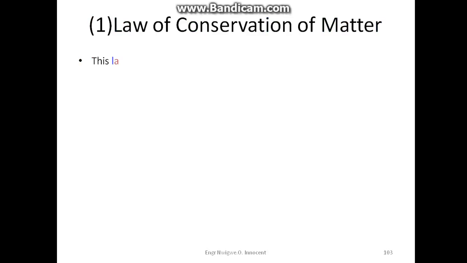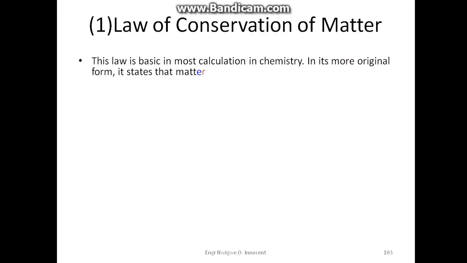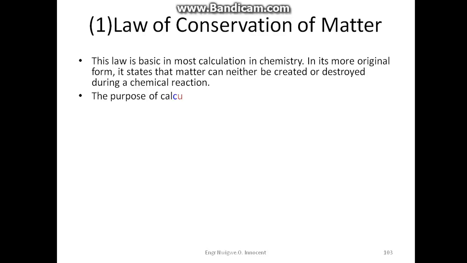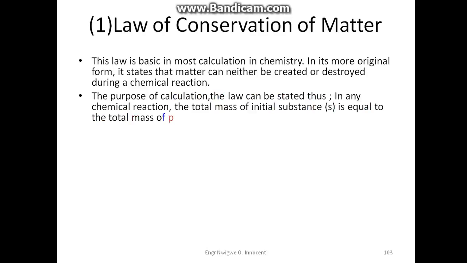Chapter 4. The laws of chemical combination. Law of conservation of matter. This law is basic in most calculations in chemistry. In its original form, it states that matter can neither be created nor destroyed during a chemical reaction. For the purpose of calculation, the law can be stated thus: in any chemical reaction, the total mass of initial substances is equal to the total mass of products of the reaction.